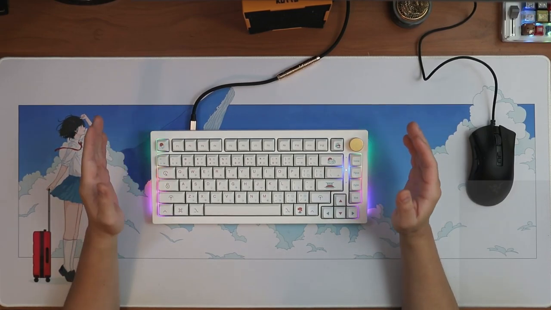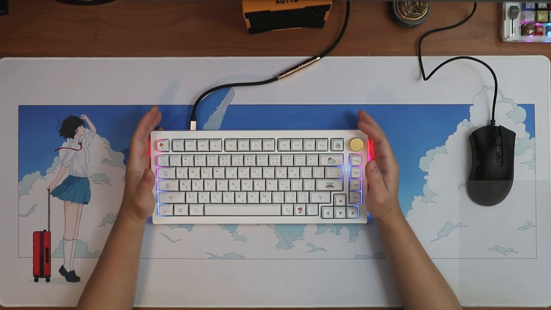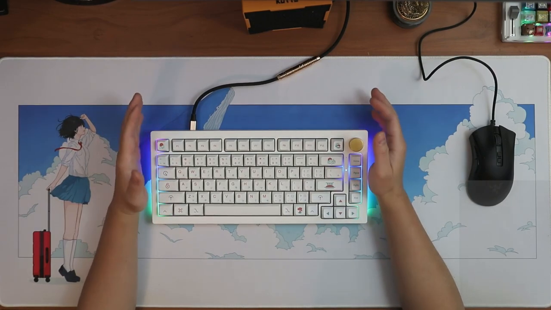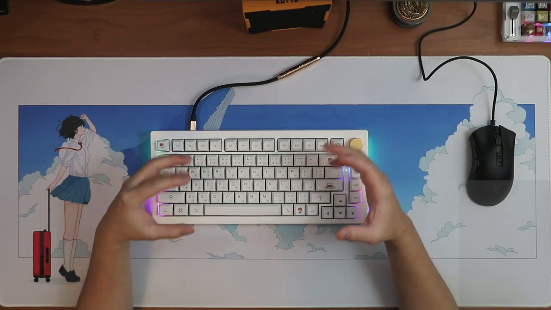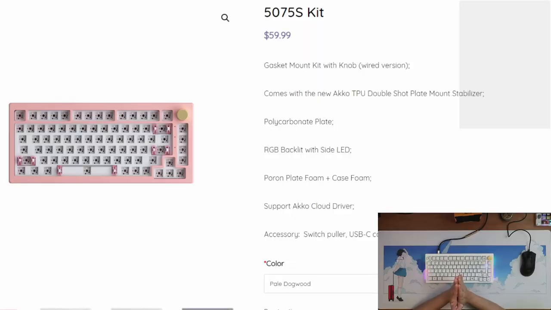This board is a 75% partially DIY kit. What I mean by that is that it comes mostly assembled already, with you needing only switches and keycaps to get typing. It comes with a knob, polycarbonate plate, backlit and side RGBs. If you're into that, you can always turn it off. AKKO TPU double shot plate mount stabilizers, hot swap sockets, pour-on plate foam, pour-on case foam, a switch puller, a USB-C cable, and a user manual. And this is all for the price of $59.99 pre-tax and shipping.